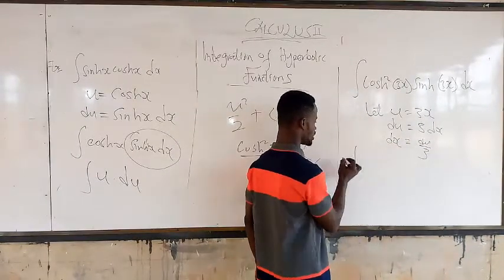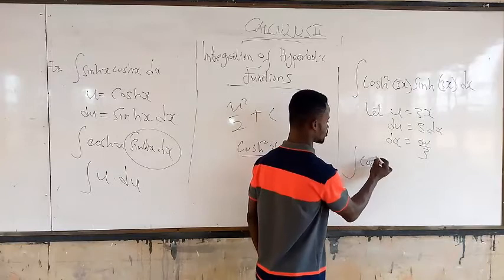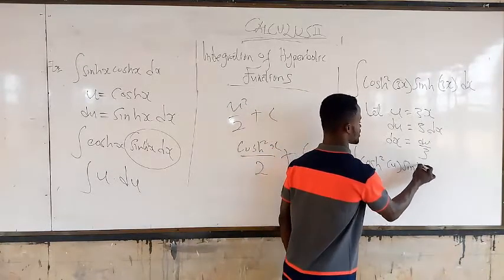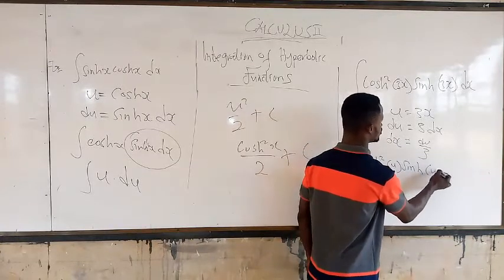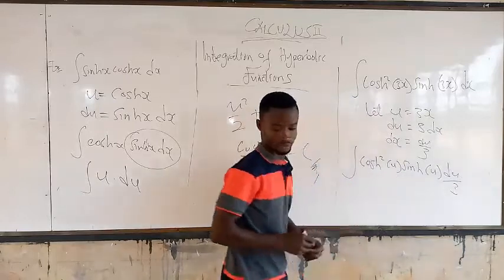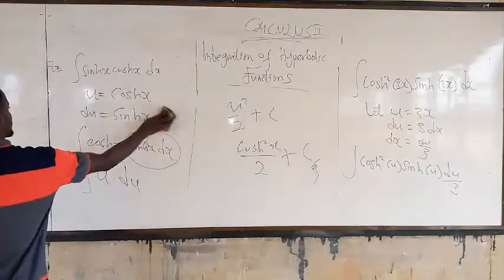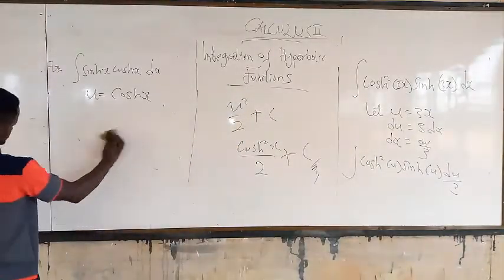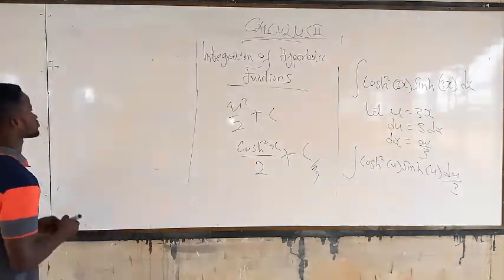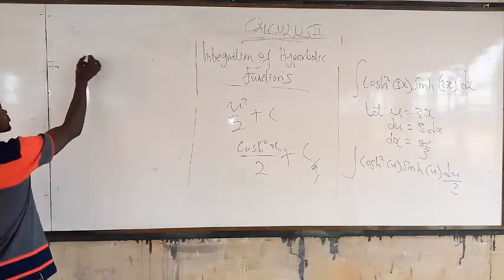So the integral of cosh squared u sinh u du over 3. Seeing what we have there. No worry, let's continue.